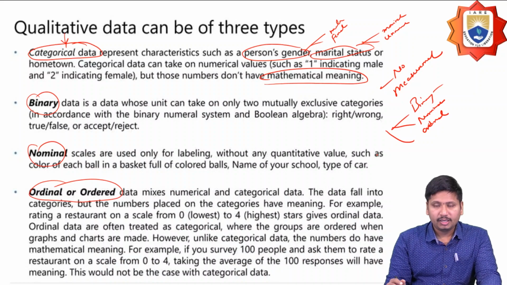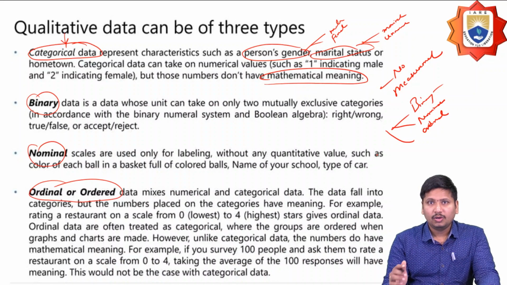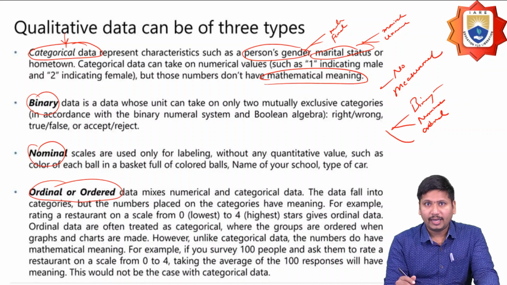So binary means the data whose unit can only take two mutually exclusive categories, in accordance with the binary number system and Boolean algebra, like right or wrong, true or false, or accept or reject.